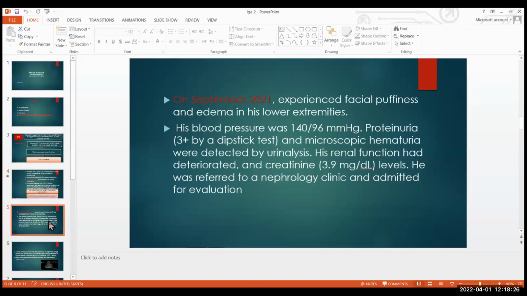In September 2021, the patient experienced facial puffiness and edema in his lower extremities. On examination, blood pressure was 140/96 millimeters of mercury. Proteinuria was 3+ by dipstick. Microscopic hematuria was also detected. His renal function at the time had deteriorated and the creatinine was 3.9 milligrams per deciliter. He was referred to the nephrology clinic and admitted for evaluation.